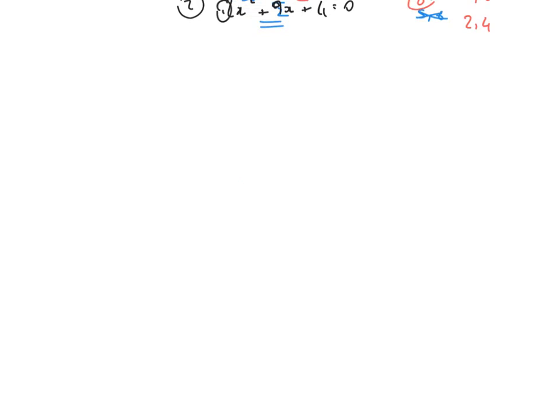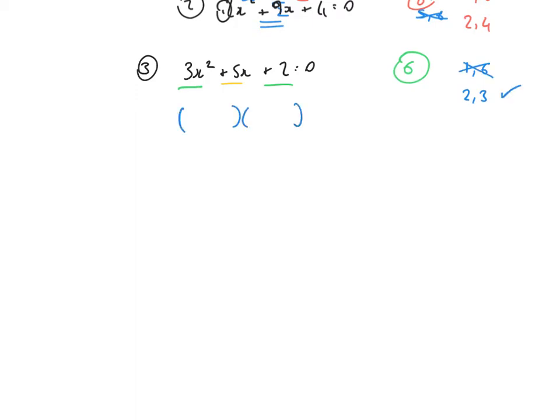Okay, example 3. I've got 3x squared plus 5x plus 2 equals 0. 3 times 2 is 6. Two numbers that multiply give 6 and add together to give 5. Well, 1 times 6, 2 times 3. So which one works? It's definitely 2 and 3. Notice how I'm following a pattern here. Plus 2, plus 3. Drop 3x in there and also drop 3x in there.